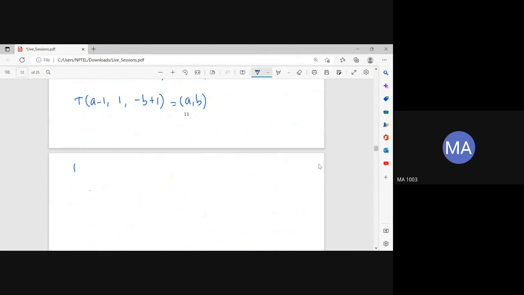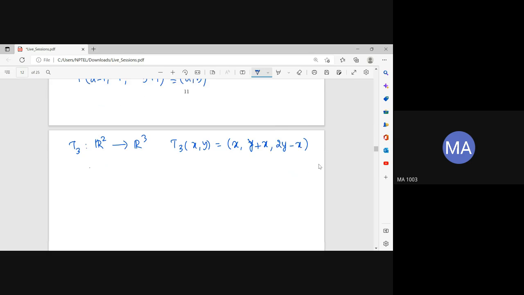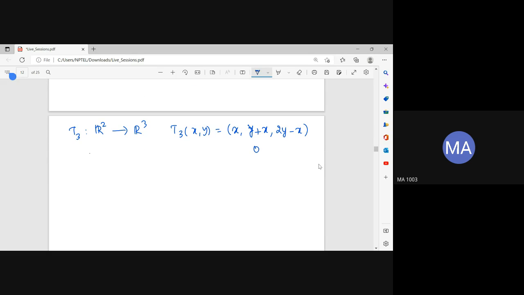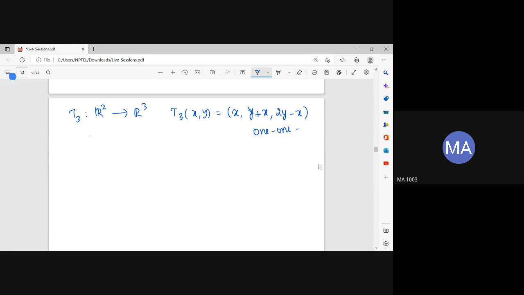Okay, what was T3? T3 was the other way around. R2 to R3, and T3 of (x, y) was (x, y plus x, 2y minus x). Can this be onto? Smaller set to bigger set. Can it be onto? No, ma'am. It was 1-to-1. Let's check whether it is onto.